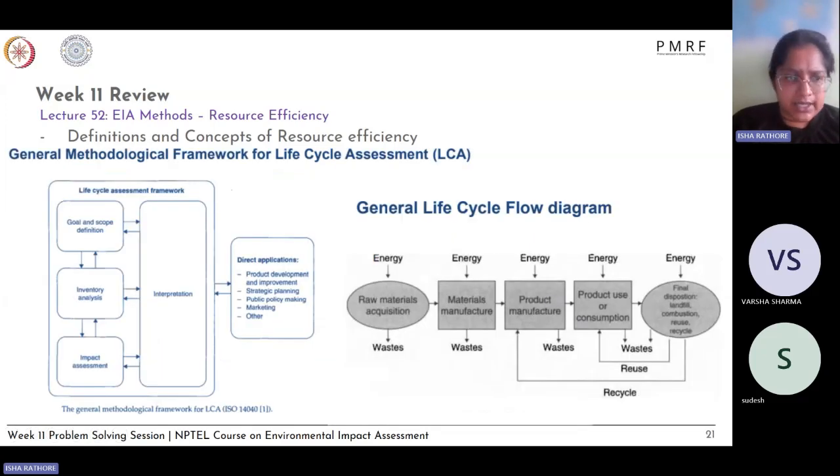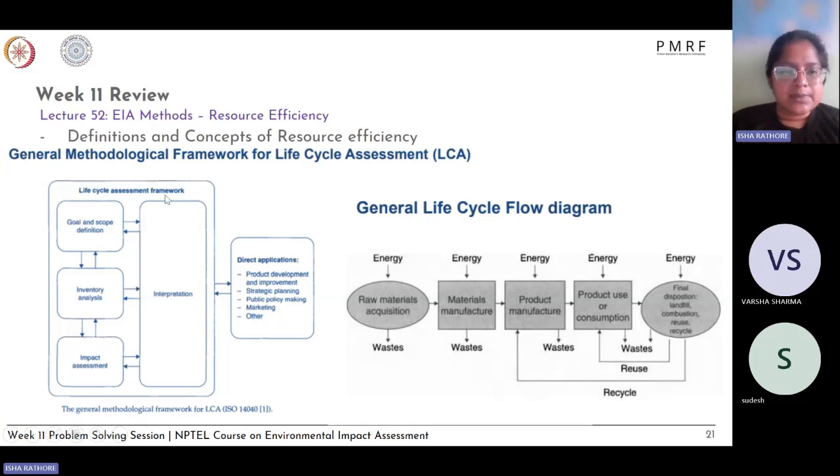Then we also looked at the LCA, or the General Methodological Framework for Life Cycle Assessment. This we have already looked at. At every stage, you will have energy and you will have waste coming out of it. So you have material acquisition, manufacture, then use, consumption, and then final disposition. For construction waste, the final disposition can be in terms of landfill, combustion, reuse, or recycle. If you are reusing or recycling, then this can go back a certain number of stages.